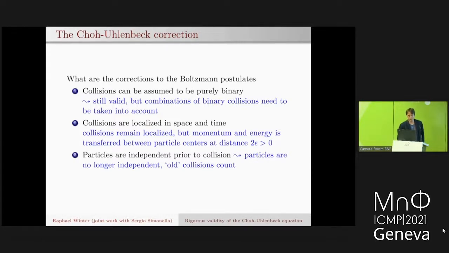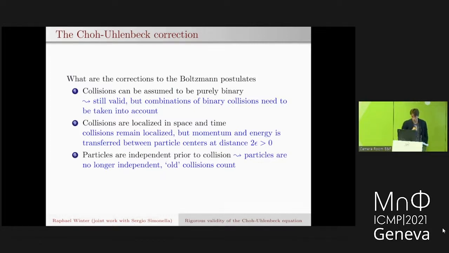Second postulate, that collisions are localized in space and time, is still true, again because of hard sphere collision, but there's a slight error coming from the fact that the momentum that is transferred between two hard spheres colliding is essentially transferred from the center of one particle to the center of the other particle. So it sort of jumps a distance epsilon. And that is mostly taken into account by this first operator, this Boltzmann-Enskog operator.